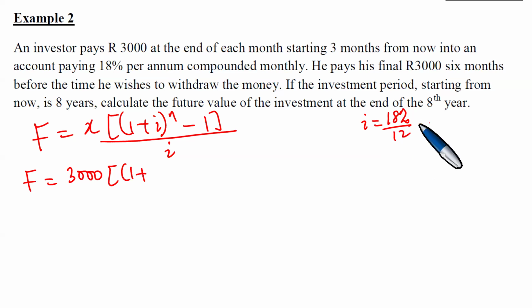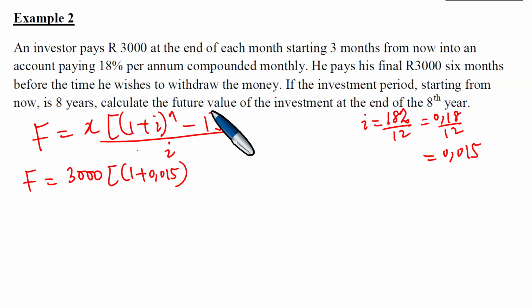18% divided by 12, and therefore it is actually 0.18 divided by 12. And we saw that it is 0.015. So it is 0.015, and we're going to raise it to a power. But first, right now, 18% compounded monthly.